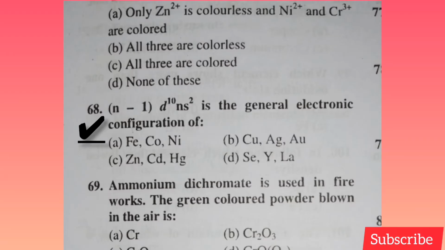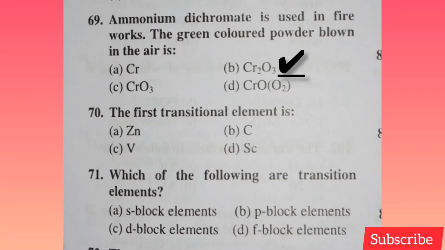(n-1)d10 ns2 is the general electronic configuration of, option C is correct. Ammonium dichromate is used in fireworks. The green colored powder blown in the air is, option B is correct. The first transition element is scandium, option D is correct. Which of the following are transition elements?